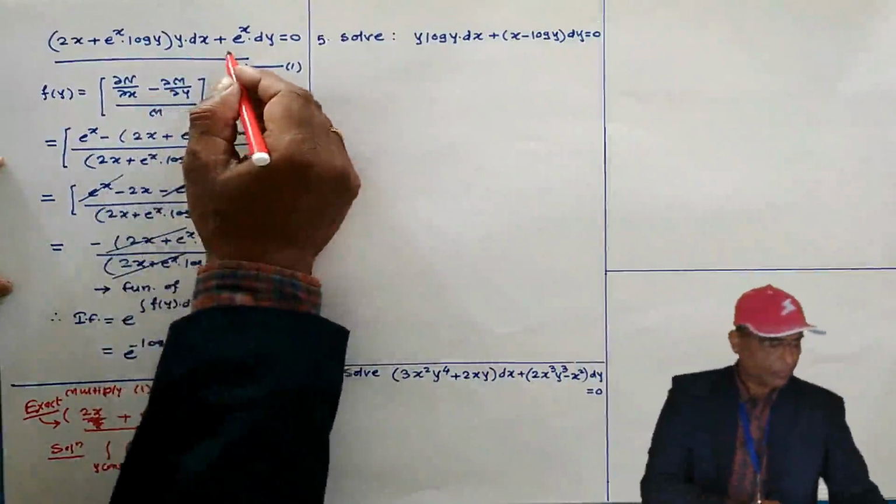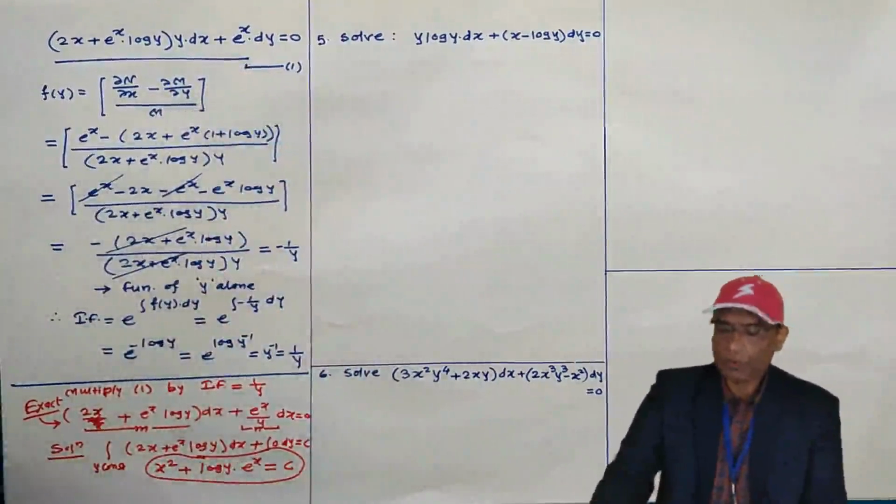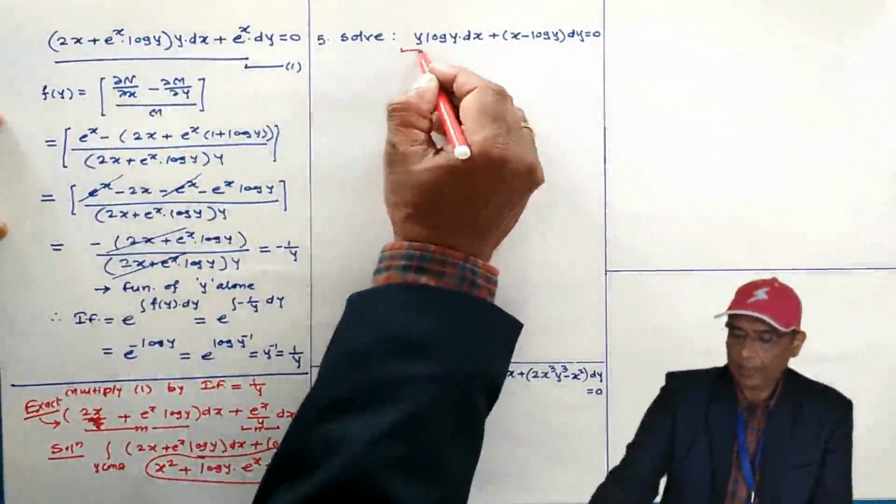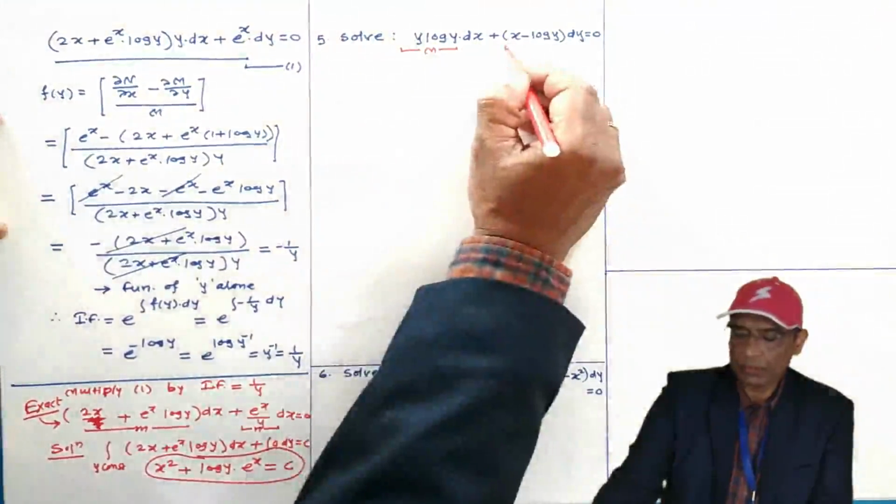Okay, now very quickly, the next problem we are going to solve. Here again m dx plus n dy equal to 0.